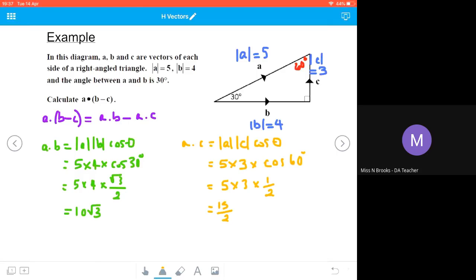So then all we have to do now is substitute it into our A dot (B minus C). And we're saying that 10 root 3 minus 15 over 2 is our scalar product for this particular example. And we can't simplify it any further because we don't have any surds. For the 15 over 2, it's just a constant term. So our final answer is A dot (B minus C) equals 10 root 3 minus 15 over 2.